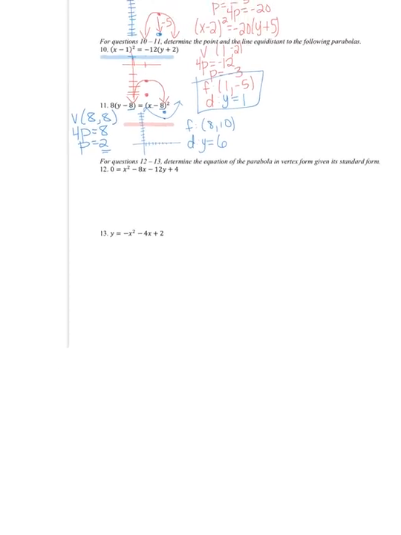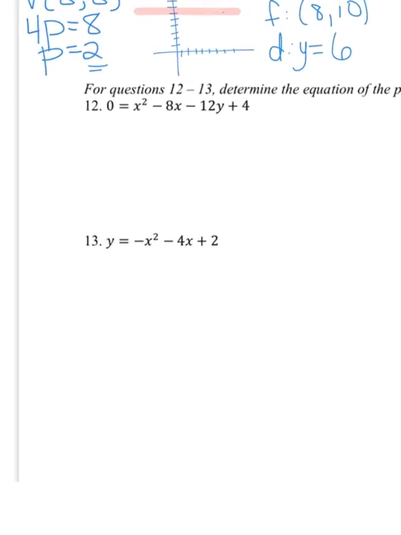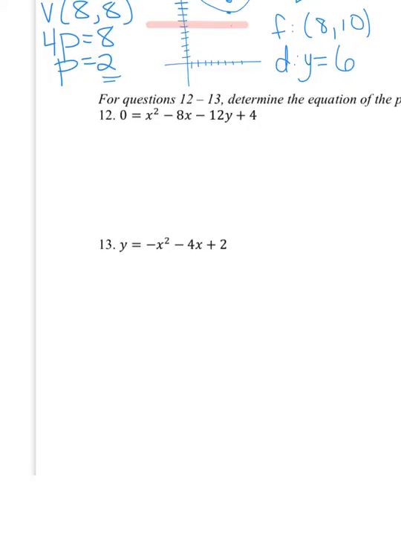Number 12 and 13, determine the equation of the parabola in its vertex form given its standard form. So once you find the equation, you don't have to do anything with that. The method you're going to use to go from standard form to vertex form, which lets you see the min and the max from the equation, because the vertex is really the min or the max, is completing the square.